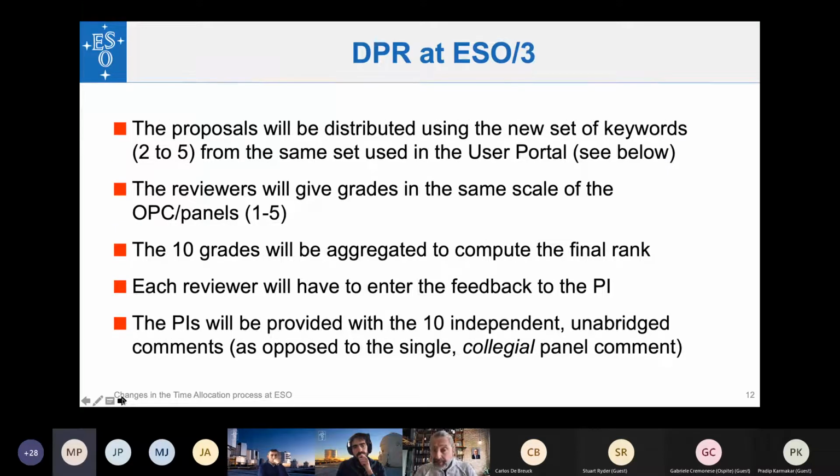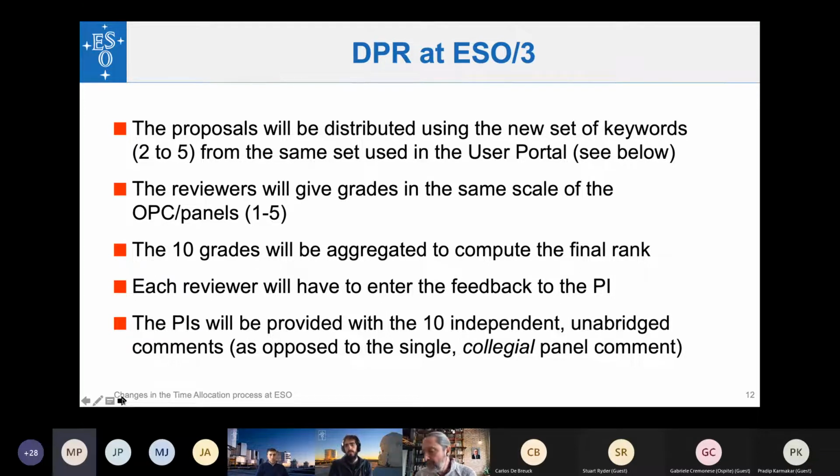So the proposals for DPR will be distributed using the new set of keywords, 2 to 5, from the same set which is used in the user portal for the profiles. Now, this is a change with respect to the past. This is an important change. In the past, for those of you who have already submitted a proposal, you would certainly remember that you were asked to specify a category and a subcategory, like stellar evolution and supernovae, for instance. This would be D5, and that would be the only thing that you use to profile your proposal.